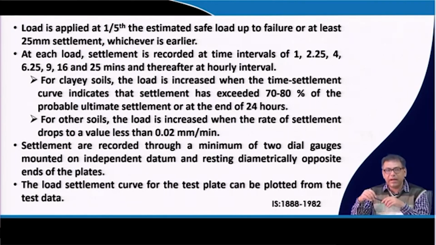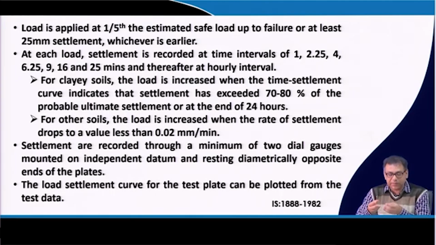Now, the loads are applied in 1/5 of the estimated safe load increments up to failure, or at least 25 millimeter settlement, whichever is earlier. So, first, based on the soil parameters, we have to roughly calculate the safe load by using those bearing capacity equations, that is, how much load this plate can take, and then we apply 1/5 of that initially, then 2/5 of that, then 3/5 of that, and so on. So, that means 1/5 increments. And you have to go up to failure, or until the settlement reaches 25 millimeter, whichever reaches first, you stop the test there.